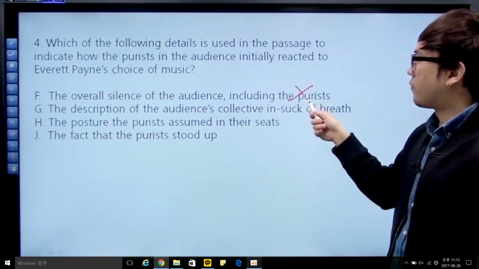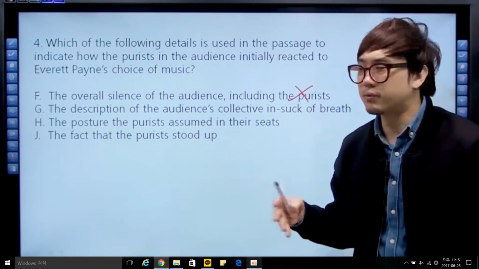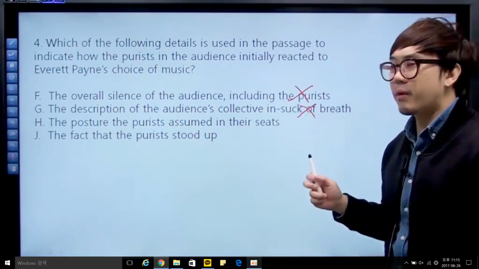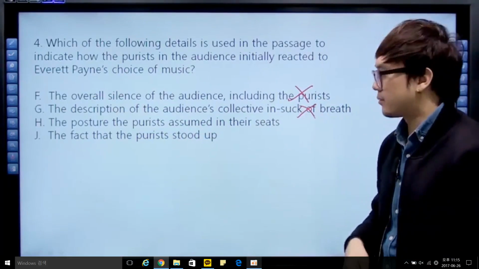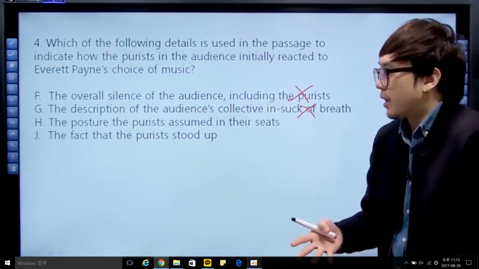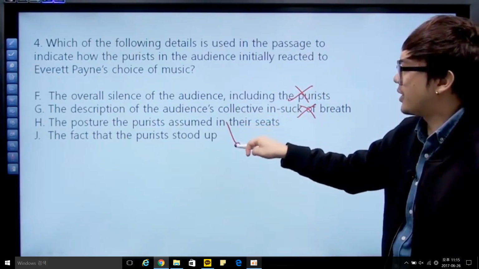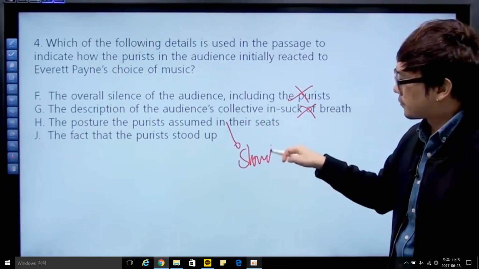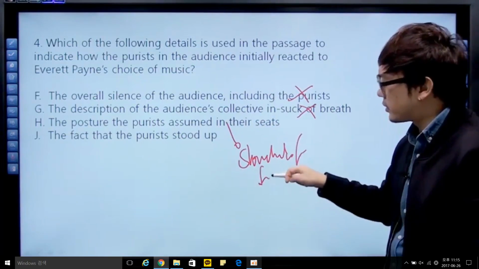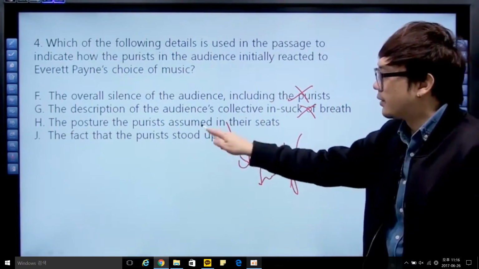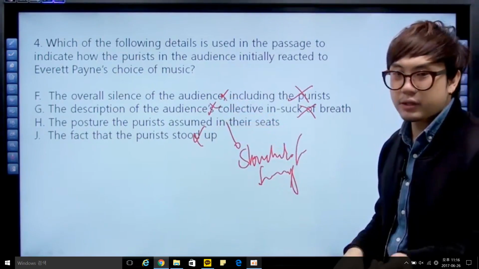Remember, it's not the overall silence. It's probably the purists were silent, and it was not the intake of breath, because that's how they were showing their awe, right? Kind of how awesome his music was. The posture the purists assumed in their seats, yes, it was. They were slouched deeper in their seats, right? In an open disgust. The answer should be H, right there.